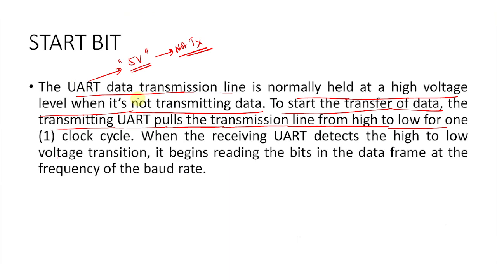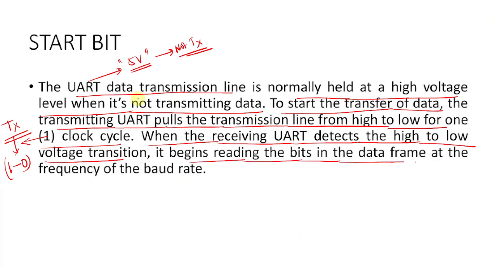So to transmit, how many cycles does it require? One clock cycle. It should pull the transmission line from high to low, that is from 1 to 0. So when the receiving UART detects the high to low voltage transition, it begins reading the bits in the data frame at the frequency of whatever baud rate you are giving. So that is 9600 if you take. With this baud rate, it is going to read the bits.